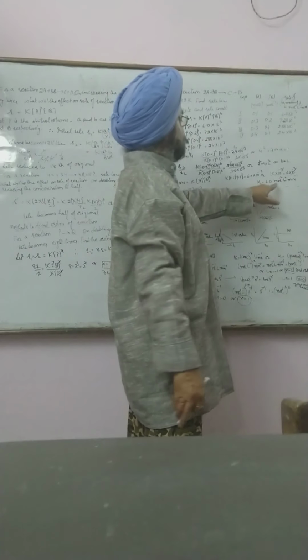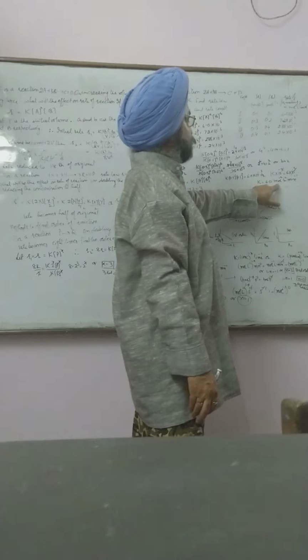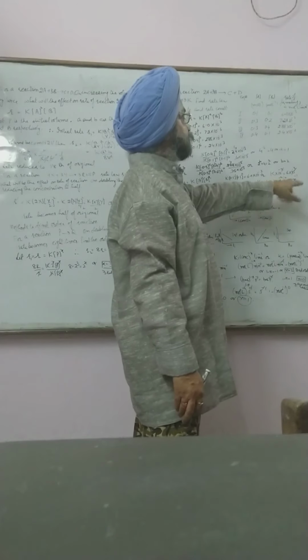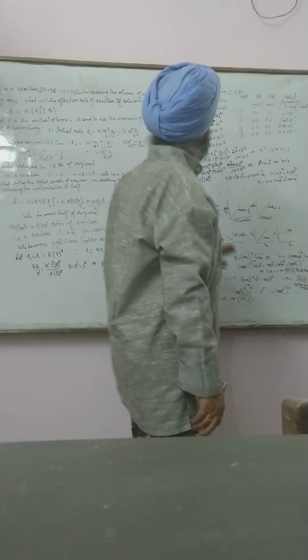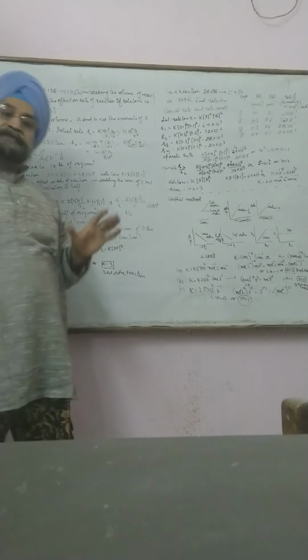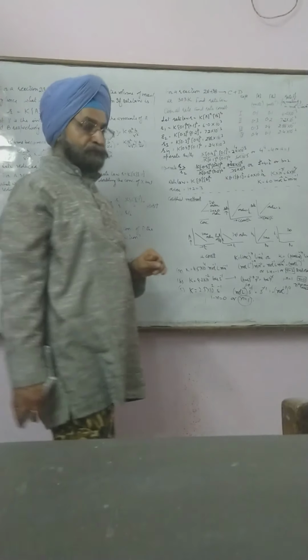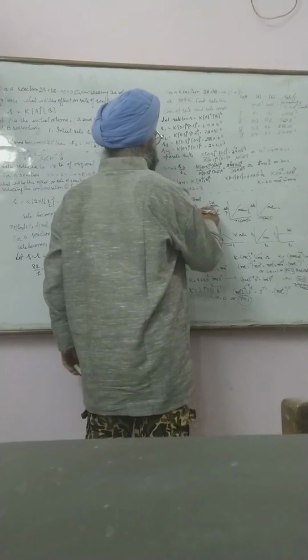And from the units we can find that it is a third order reaction, and that is why the units are per mole square liter square per minute. The integration method we have already studied in detail for the first order reaction. Now next is the graphical method.